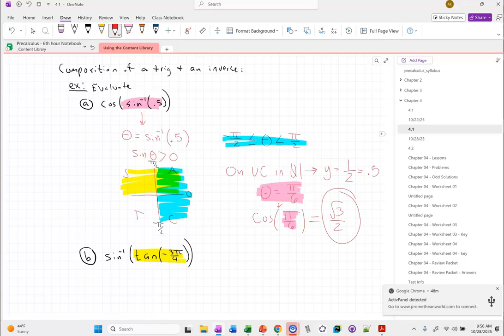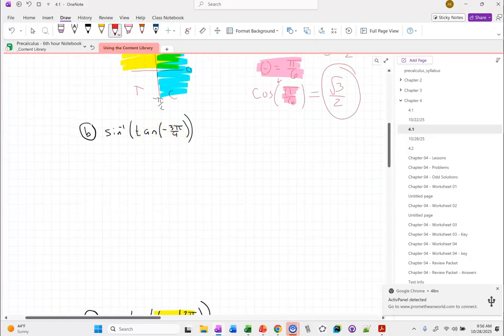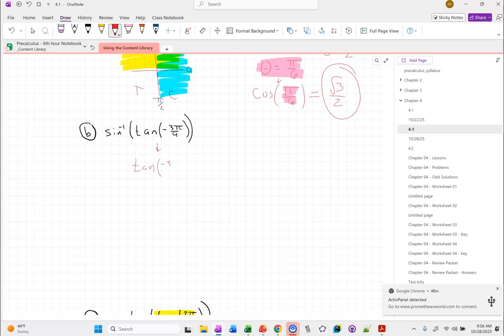On to example B. You guys good? So again, we start from the inside. So I want to do tangent of negative 3 pi over 4. So all I need to do is find negative 3 pi over 4 in my unit circle. If you look at your unit circle, what's the problem though? It's tangent, so it's y over x. Well, tangent is y over x, but there's a problem even before we have to use that definition.